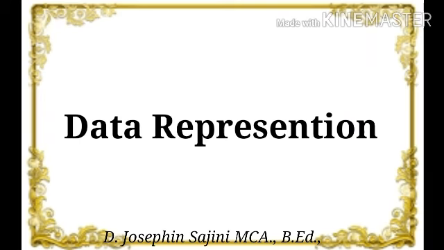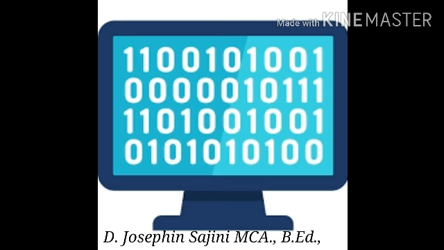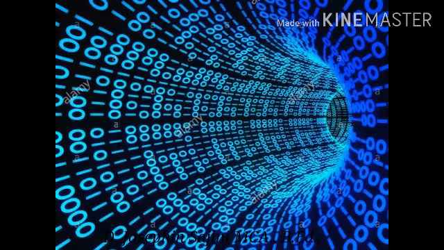Next we can see about the data representation. Computer handles data in the form of zeros and ones. Any kind of data like numbers, alphabet, special characters should be converted to 0 or 1, which can be understood by the computer. 0 and 1 that the computer can understand is called the machine language. 0 or 1 are called a binary digit.